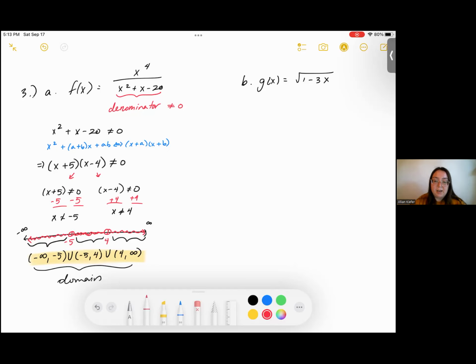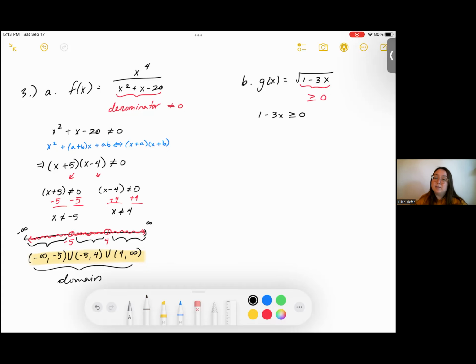So now moving on to part B, we have g of x is equal to the square root of 1 minus 3x. Previously in part A, we said that the denominator just can't be 0. But when it comes to square roots, nothing under the square root can be negative, meaning it can be 0 and it can be positive, but it cannot be negative. So we're going to say that whatever's underneath the square root, which for us in this case is 1 minus 3x, has to be greater than or equal to 0.